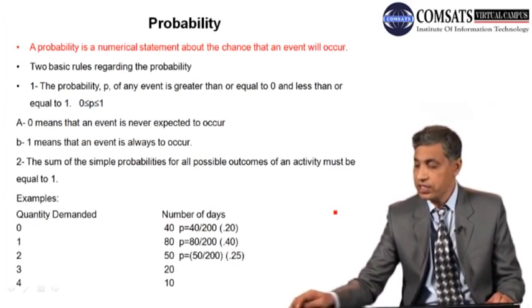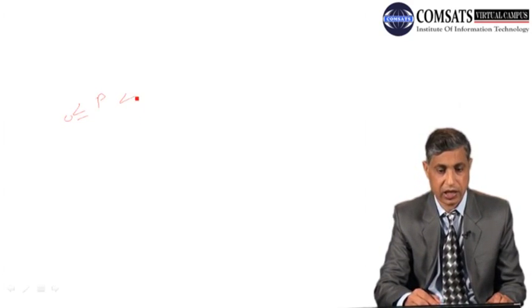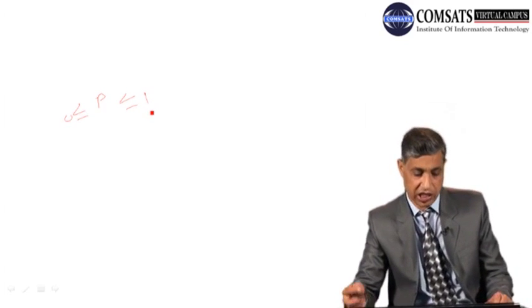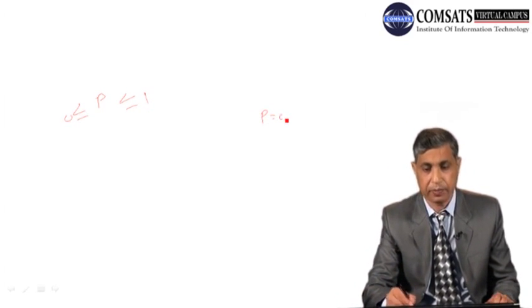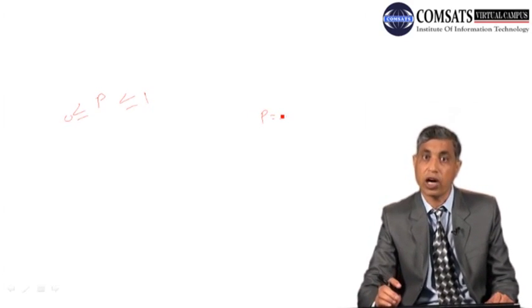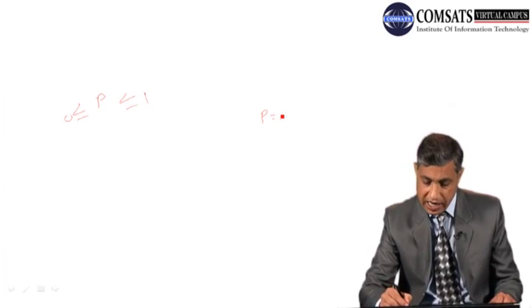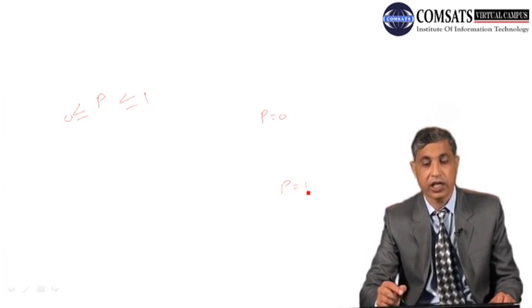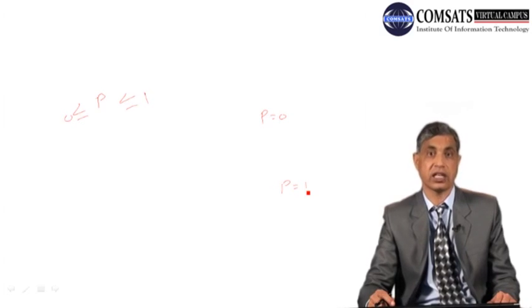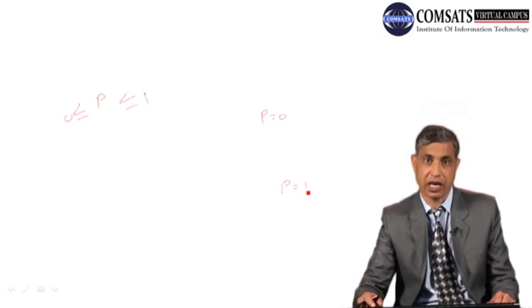There are two basic rules regarding probability. What are these rules? The first rule is that probability remains greater than or equal to 0 and less than or equal to 1. What does this mean? If p is equal to 0, it means this event is expected never to occur. We are sure that this event will never occur. And if p is equal to 1, it means there is a 100% chance that this event will occur, because this is the only possible outcome.